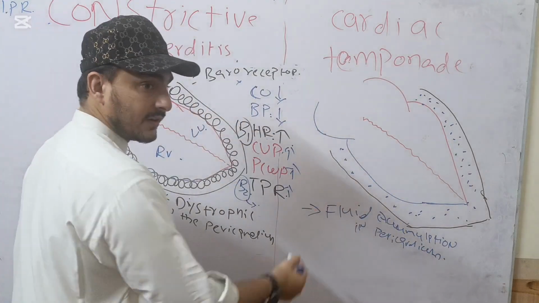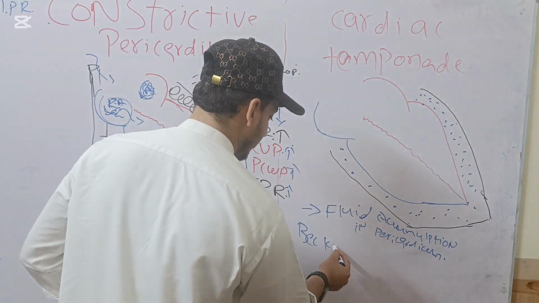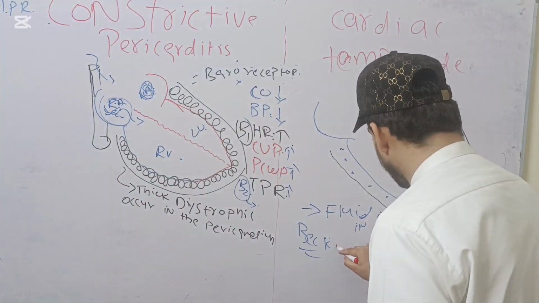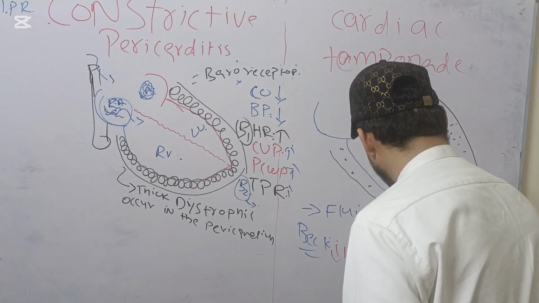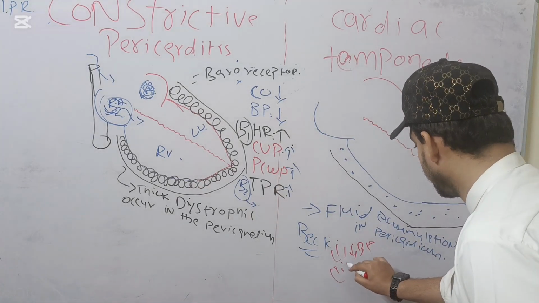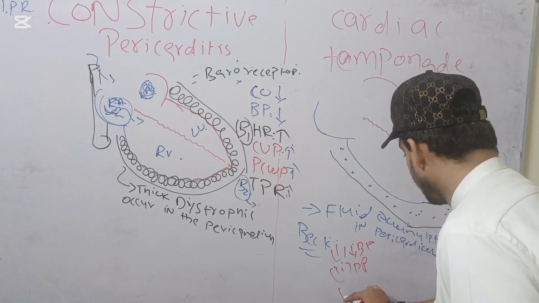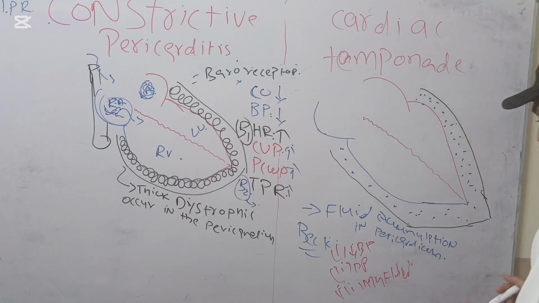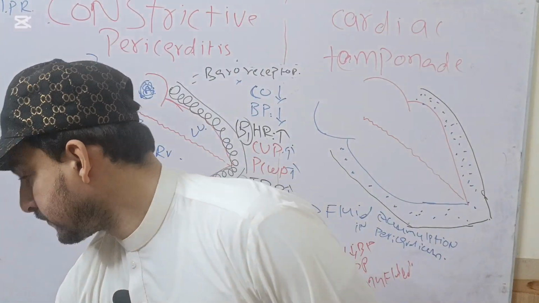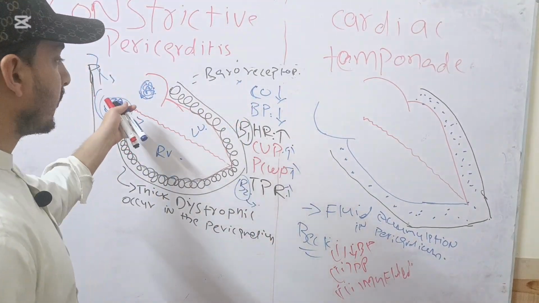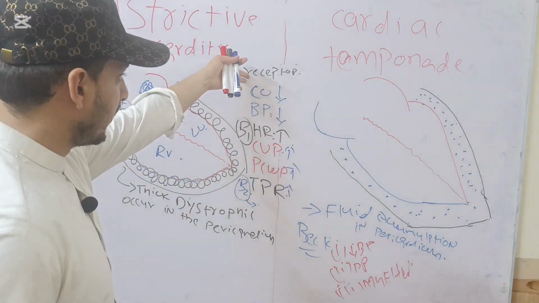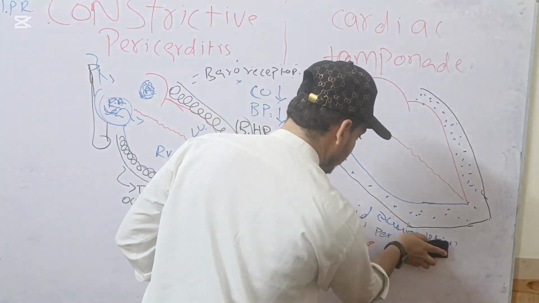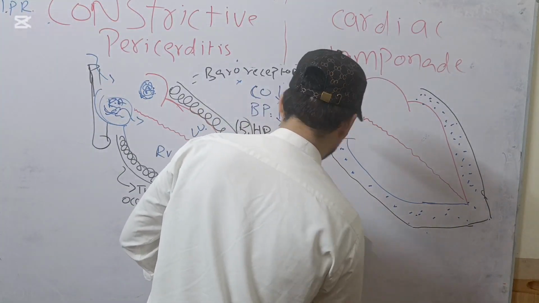As I said earlier, here is Beck's triad. What is Beck's triad? First, hypotension, a drop in BP. Second, pulsus paradoxus, and the third is a muffled heart sound. So you see the differences between constrictive pericarditis and cardiac tamponade in cardiac output, BP, and heart rate. Let's proceed further.